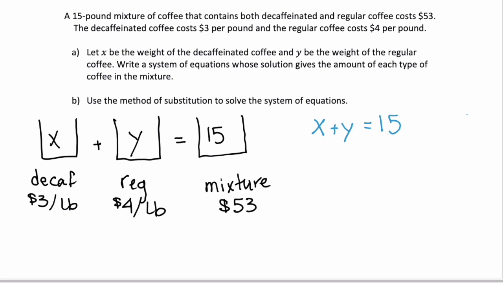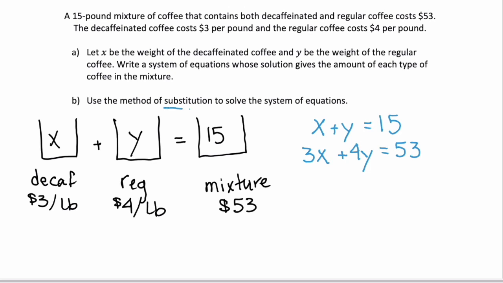Then we also know that we have to pay $3 per pound of decaf. So that would be 3 times X to know how much it costs for the decaf. Plus a price of $4 per pound of regular coffee, or 4 times Y. And that gives us the total cost of this mixture, which is $53. So we have our system of equations.